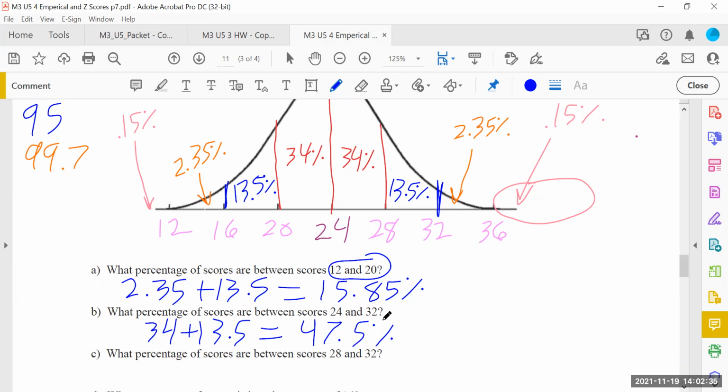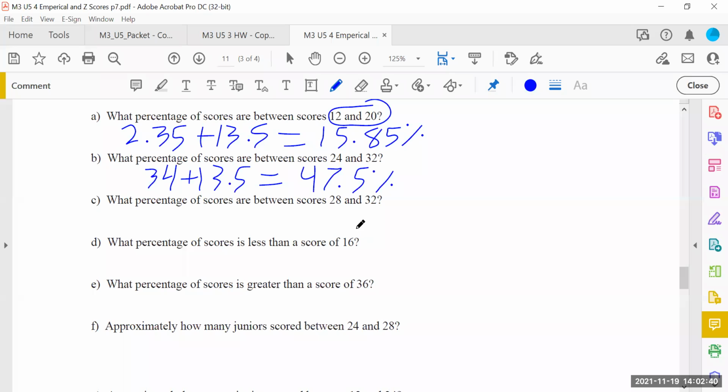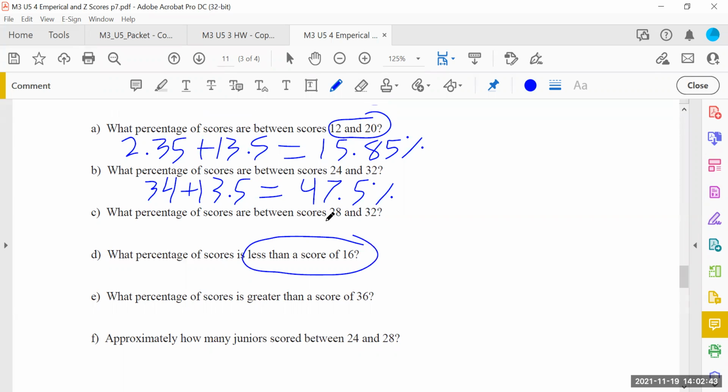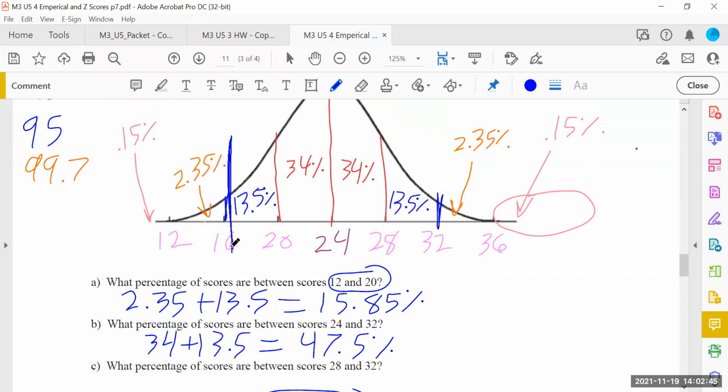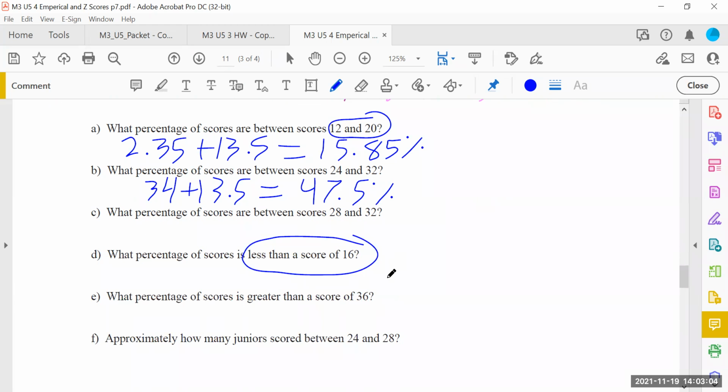Now, if they ask you for one that's less than or greater than, not between, so like if you look at letter D, less than 16, here's 16, go less than that. Well, that's these two numbers. Those two are less than 16. 2.35 and 0.15. Those are the only two that are less than 16. So I add those together. 0.15 plus 2.35 makes 2.5%.